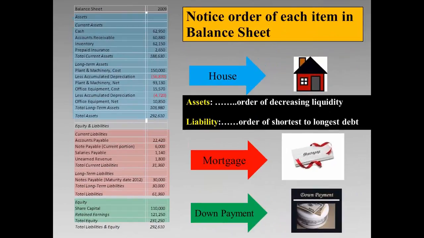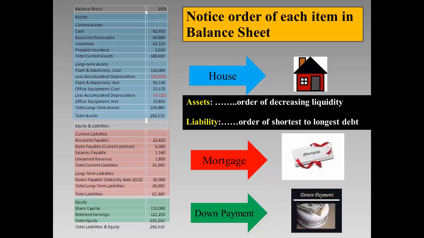Now I'd like you to notice the order of each item on our balance sheet. It is in order of decreasing liquidity, meaning that the most liquid asset is cash. And then as we descend down on the balance sheet, we have decreasing liquidity. We go from cash to accounts receivable to inventory. All of these line items take a little bit longer to convert to cash. Conversely, the liabilities are listed in order of the shortest to longest term debts. The debts that must be paid back, let's say within 30 days, are going to be listed before and above any debts that are to be paid back in a year or more.